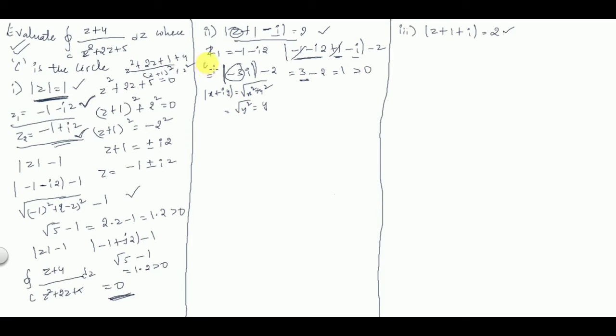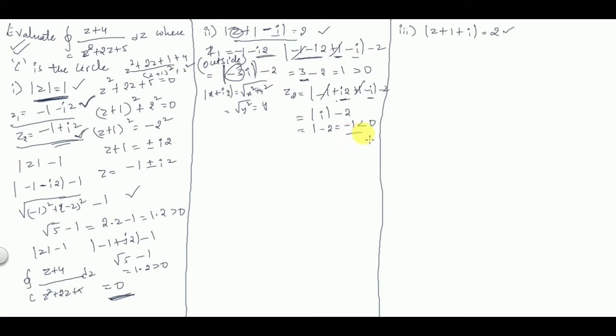So this lies outside the contour. And for z2, it will be -1 + 2i + 1 - i - 2. So the plus 1 and minus 1 get cancelled, so 2i - i is i, minus 2. Same here, the y value is 1, so this is 1 - 2, which is equal to -1. So it is inside the circle.